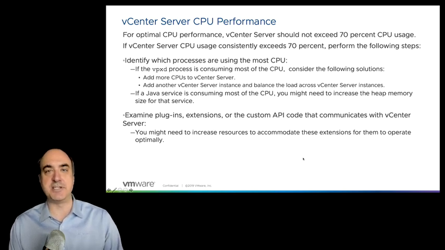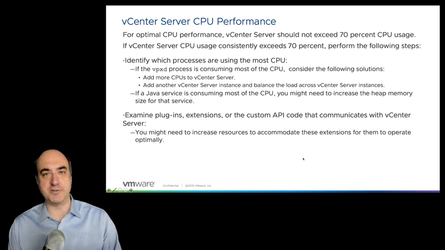Now, the good news is that the vCenter appliance has been configured for hot pluggable CPU and hot pluggable memory, so you can add virtual resources pretty easily, even without rebooting the vCenter system. So if you're finding that the vCenter server is exceeding 70% excessively, then it's probably going to need more CPU. Identify the system service that's consuming all the CPU. If it's the VPXD service, the vCenter service, that is consuming most of the CPU, then it's probably time to consider adding more virtual CPUs.